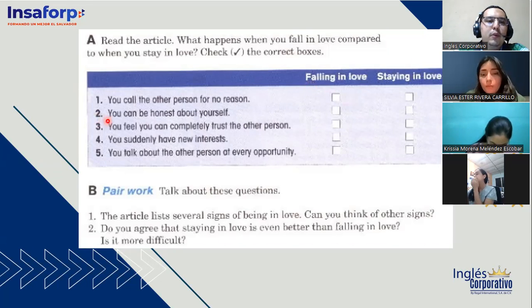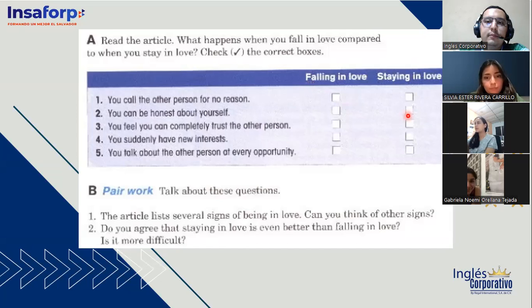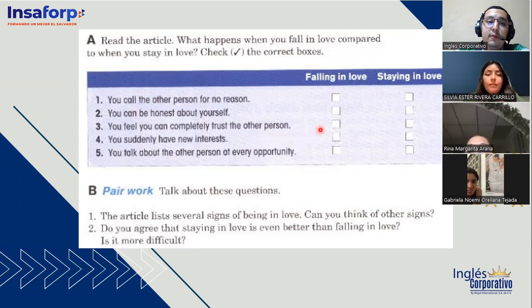Okay, what about number two? Can you be honest about yourself? Staying in love. Okay. What about number three? You feel you can completely trust the other person. Falling in love. Oh, you are my everything. You are my all. You are my heart. You are my soul.